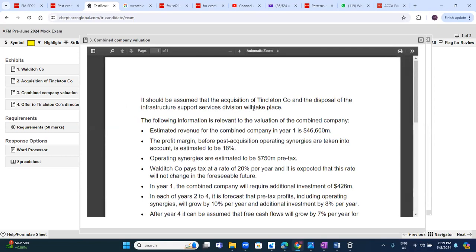It should be assumed that acquisition of 10 company and the disposal of the infrastructure sports service division will take place. Okay. Why should we assume? Also, you can raise this question.